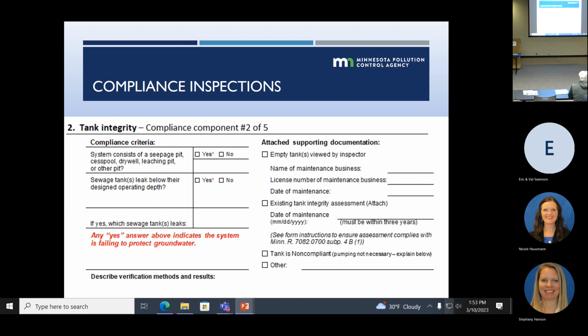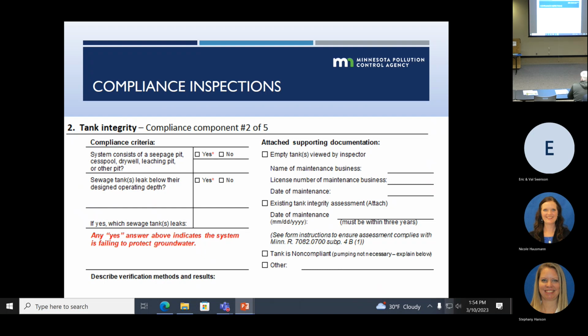Now, there's a third option here. It says tank not compliant, pumping not necessary. What does that mean? Well, that tank pumping rule that came in 2 years plus ago, a lot of people sort of refer to that and say, well, now every compliance inspection requires a tank pumping. That's not exactly true. So if you already know the tank is not compliant, you don't need to pump it to prove that. For example, if you know there's no bottom, you don't need to pump it to prove that.